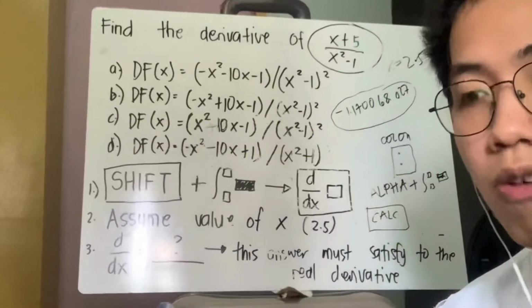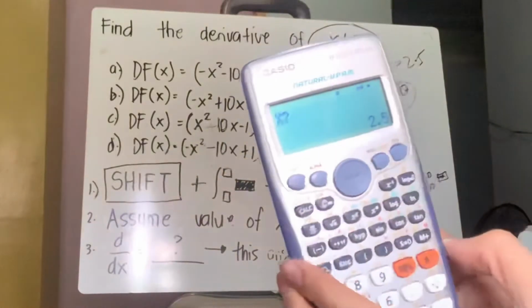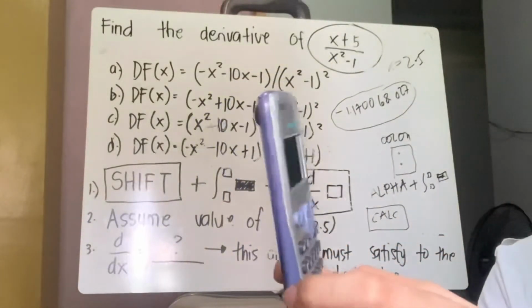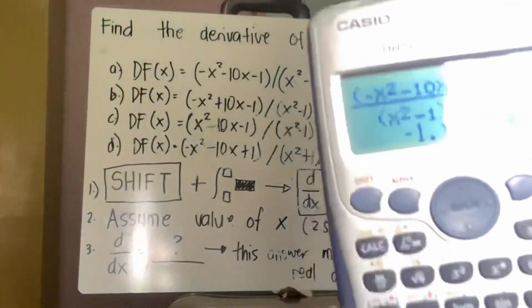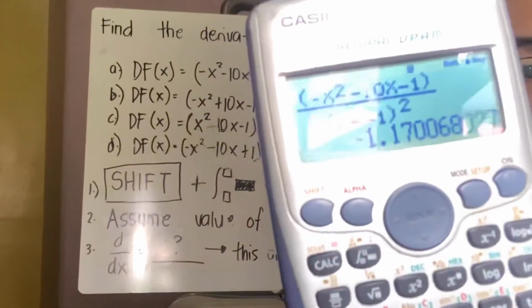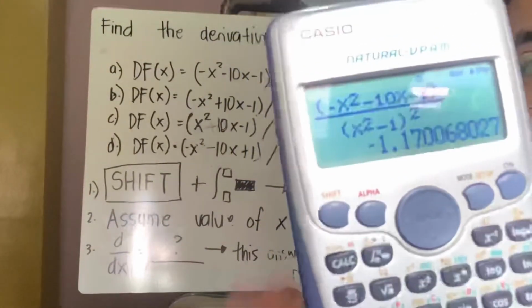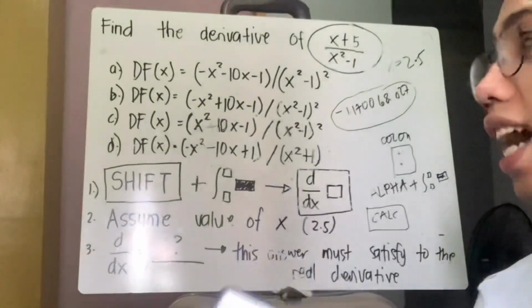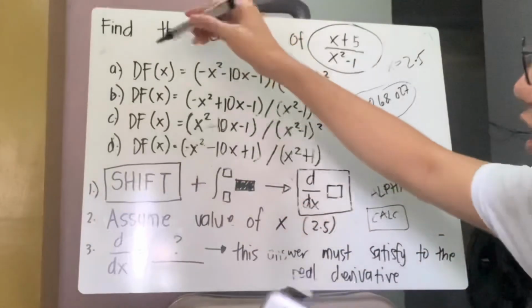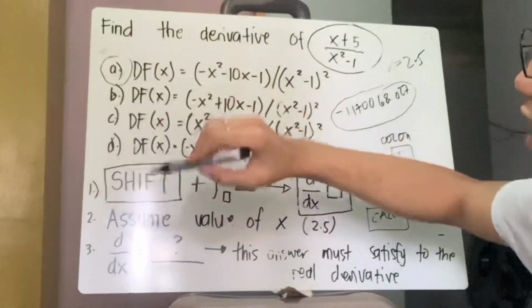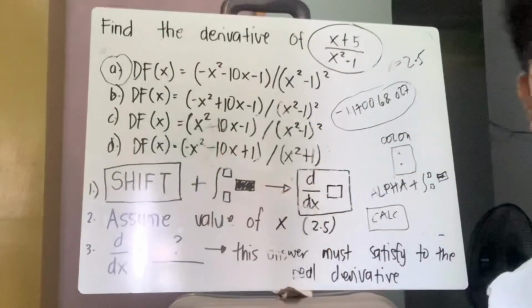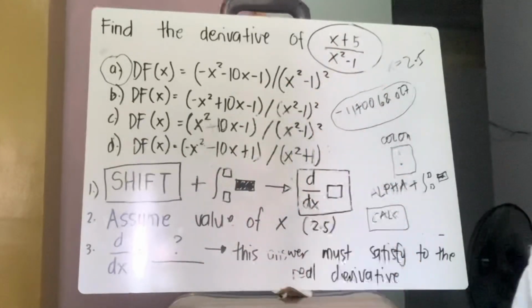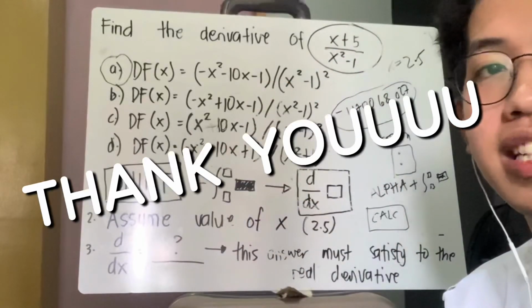Therefore, going back to our option letter A, it is negative 1.170068027, and we conclude that this is the answer to this equation. So the answer for this one is letter A. That's how simple it is when your differential calculus problem has only one variable.